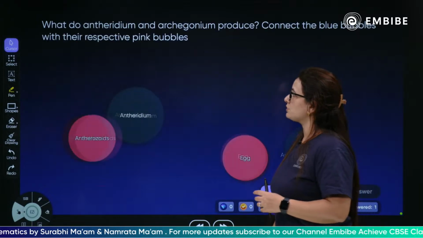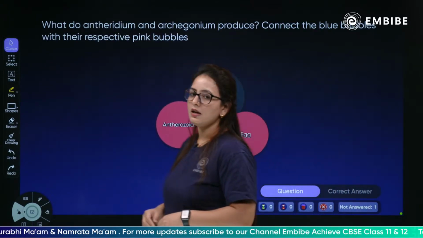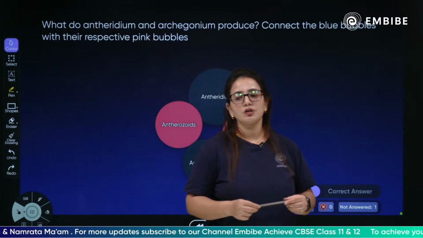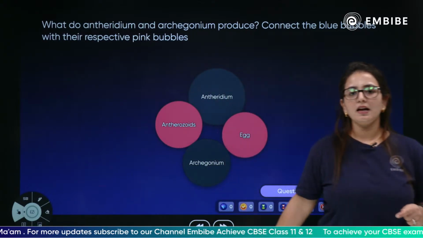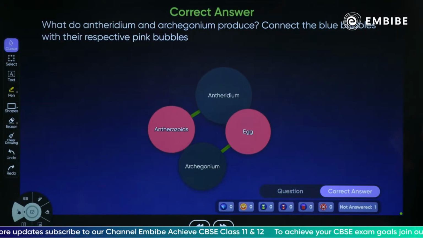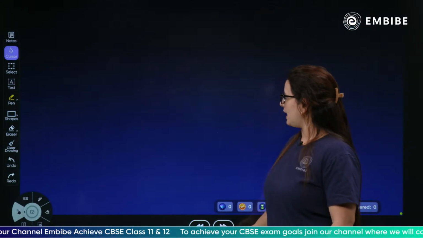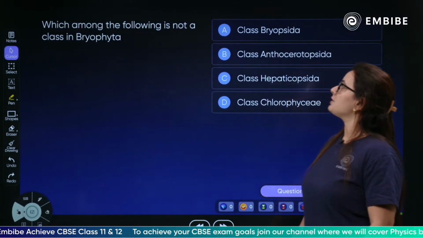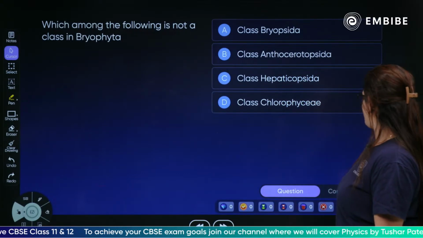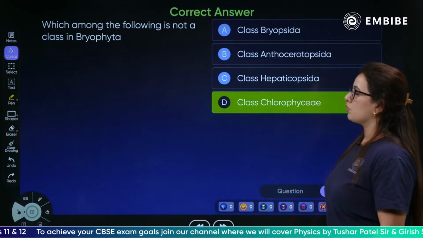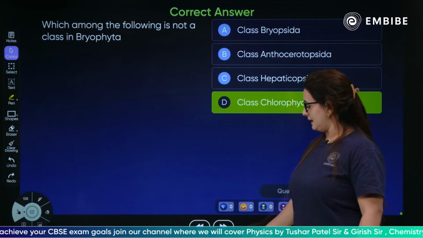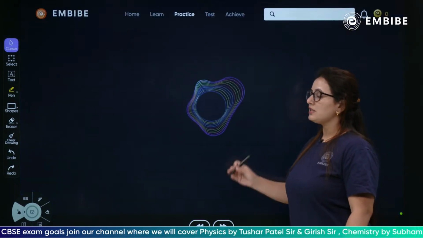But before that, children, there is a question for you again. What do the antheridium and archegonium produce? The antheridium and archegonium produce the antherozoids and the egg, the male and the female gametes. Which among the following is not a class of Bryophyta? Chlorophyceae is a class of algae. Everybody knows this.